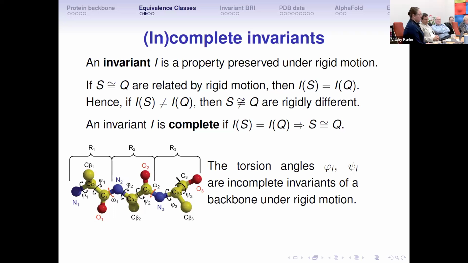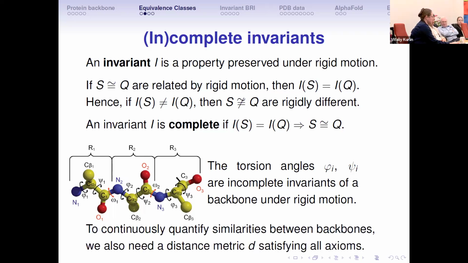Well, another common invariant used in biology is the torsion angles. I think one of the next speakers will cover that in more detail. But basically, the torsion angles are just two angles out of all the possible parameters, and how many parameters we need, we will see in a moment. Torsion angles indeed are handy invariants, but unfortunately they are not complete invariants. They do not create the full picture under the rigid motion.